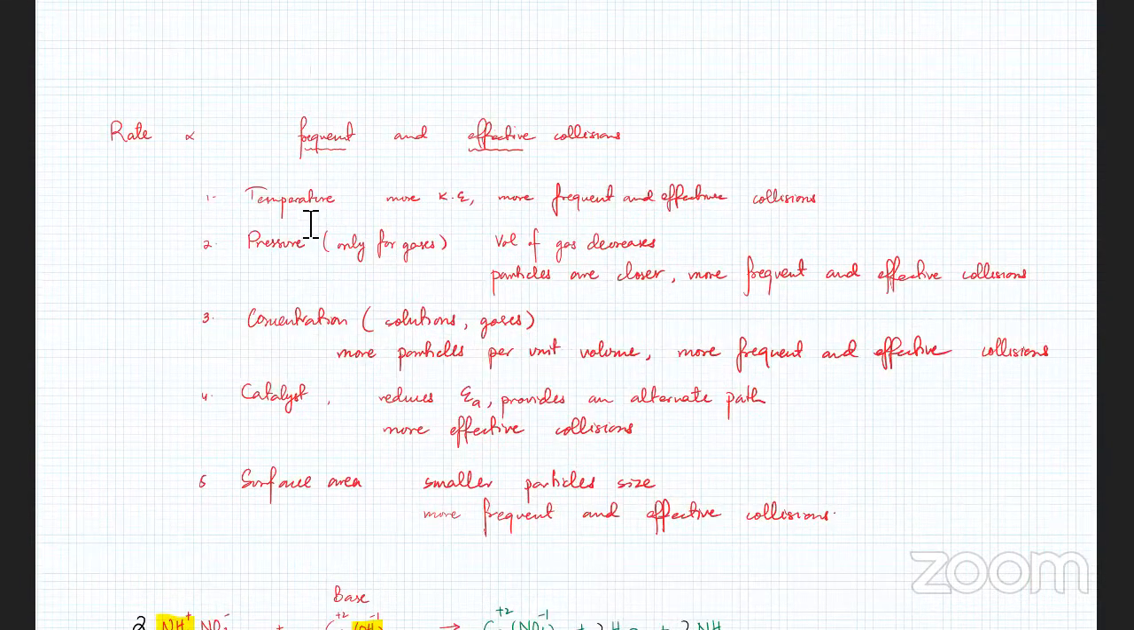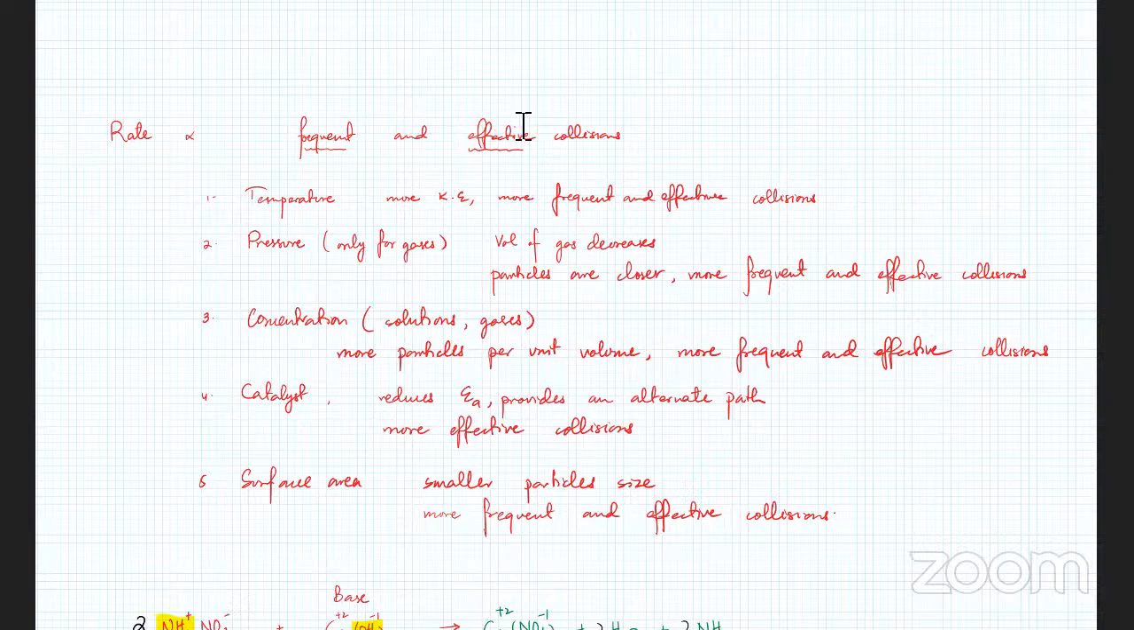So what does temperature do? Because you've got more kinetic energy, the particles are traveling faster, so the frequency will be higher. They're going to bump into each other a lot more. But it's not just the frequency, it's also the effectiveness. Because they're more energetic, they're going to bump into each other with a lot more force.